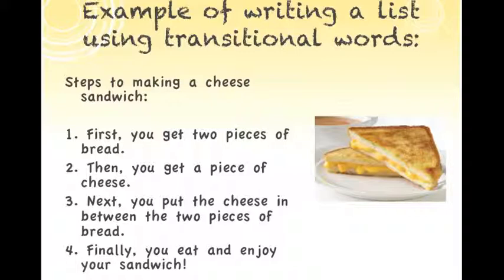Now let's look at an example of how you can use transitional words when you're writing a list. Here, I wanted to write a list about the steps to make a cheese sandwich, because all of us pretty much love cheese sandwiches, I would assume. Here's my example. Steps to making a cheese sandwich.